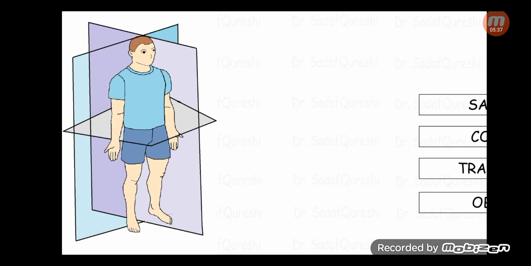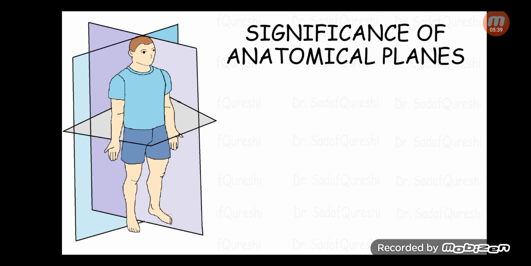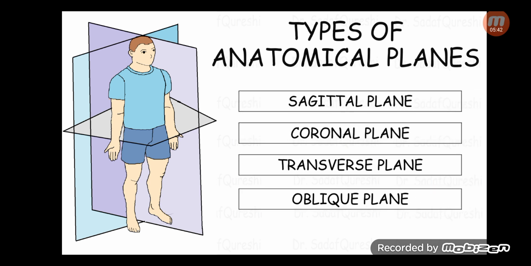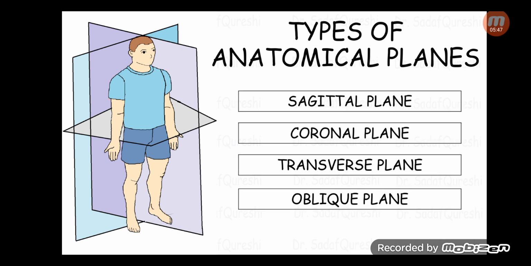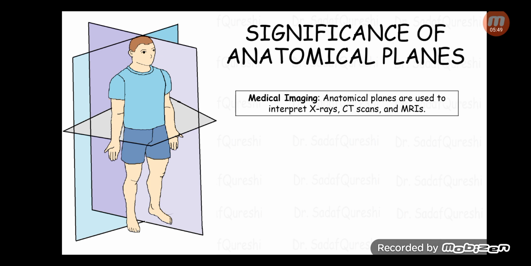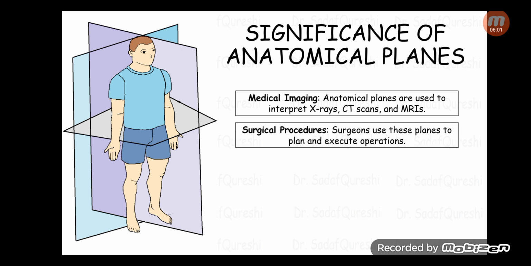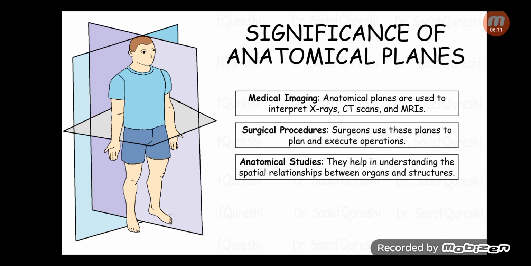Now let's talk about the significance of anatomical planes. We talked about all the types of anatomical planes and the movements possible in these planes. The first significance is medical imaging. Anatomical planes are used to interpret X-rays, CT scans, MRIs, and other medical imaging techniques that are available now. Then the other significance of anatomical planes is surgical procedures. Surgeons use these planes to plan and execute operations.